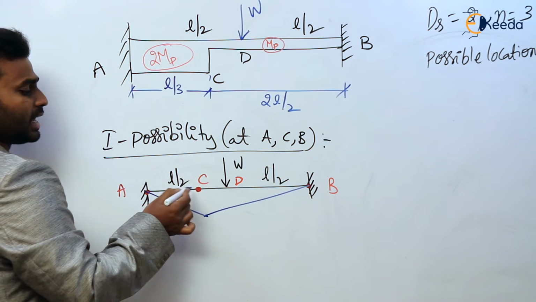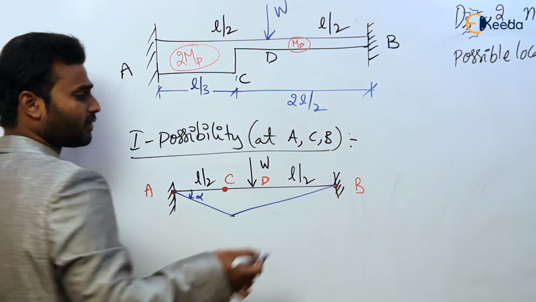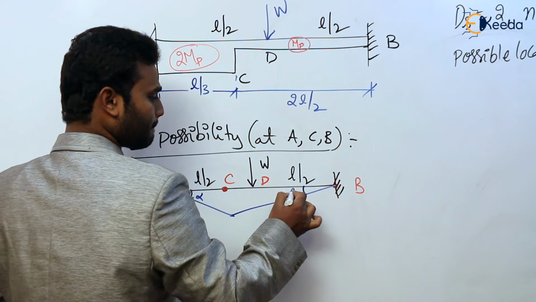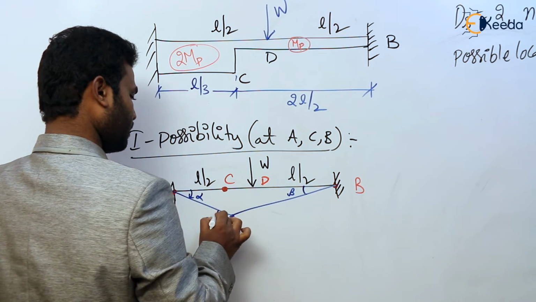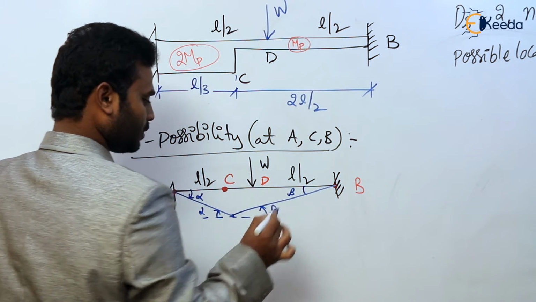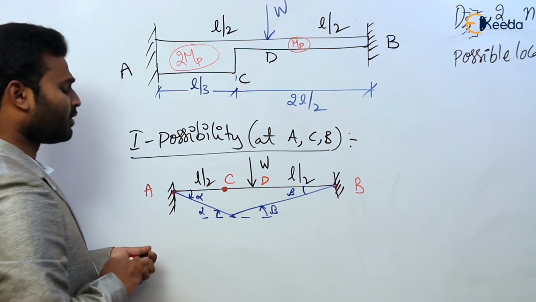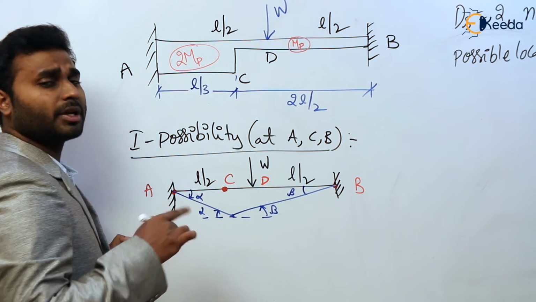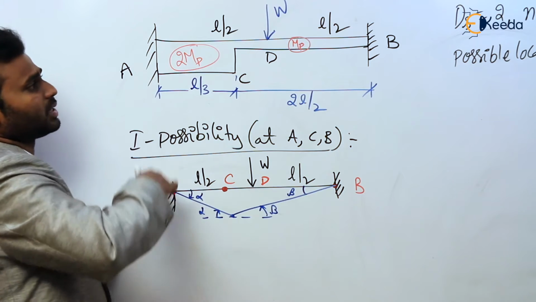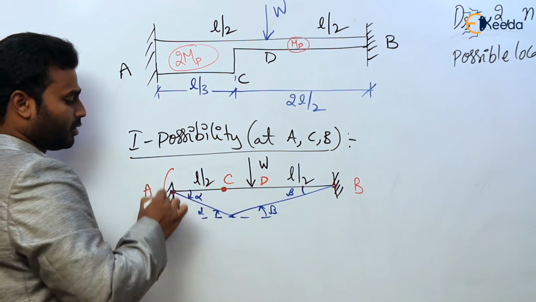As the third hinge is not formed at the center, the thetas are not the same. So assume this as alpha and this as beta. Now wherever the plastic hinges are formed, their plastic moment will develop. At A, what is the plastic moment carrying capacity? 2 MP. So here 2 MP plastic moment will develop.